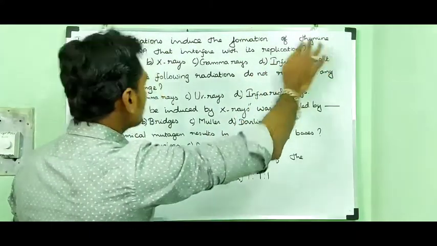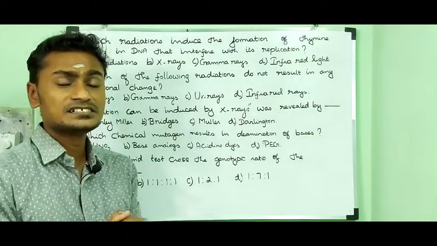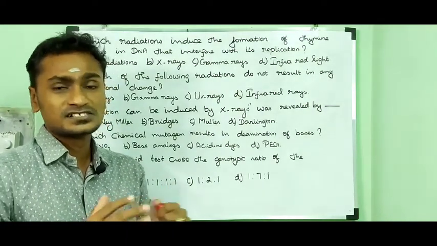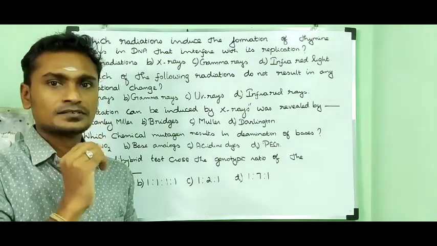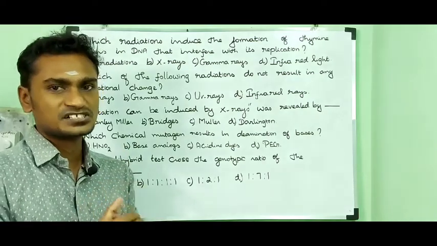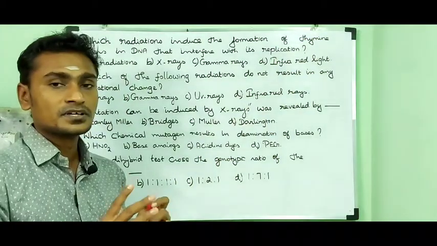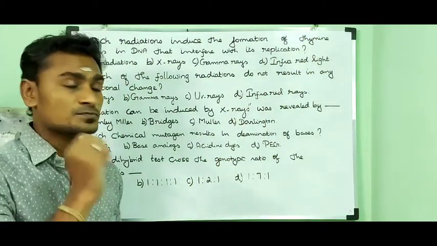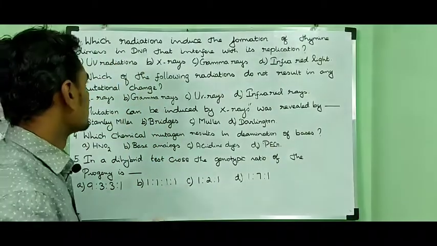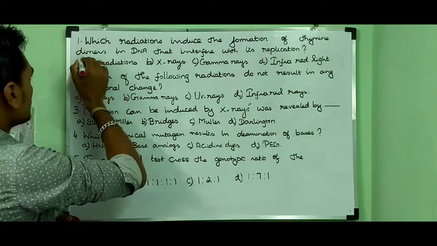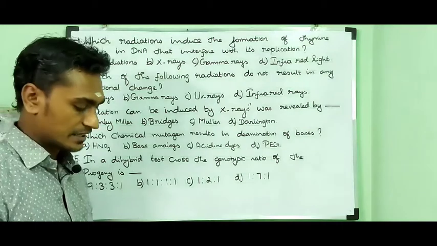What are called thymine dimers? Actually, they are photolesions. Lesions means blisters. Blisters are the small pimples that come on our body. So thymine dimers are nothing but photolesions produced by UV radiation. So the right answer is option A, UV radiation.